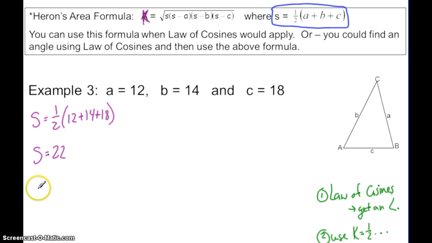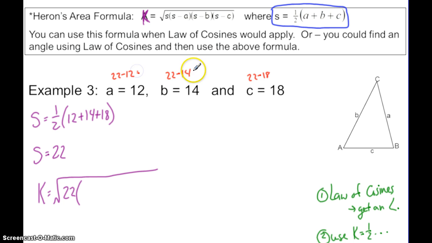So my formula for the area is square root of 22 times, and then I'm going to go to each side and do 22 minus that side, to get the three numbers that I need in my parentheses here. So 22 minus 12 is 10. 22 minus 14, 8. 22 minus 18 is 4. So I'm going to go down here in my formula and do 22 times 10 times 8 times 4.